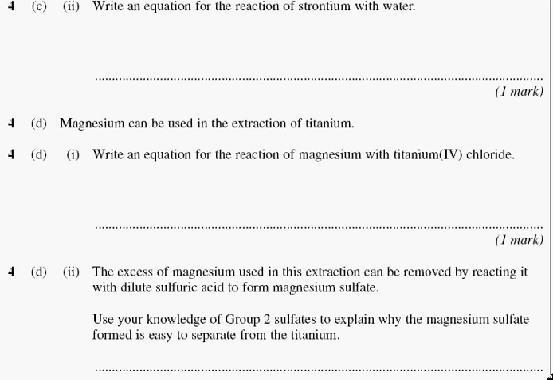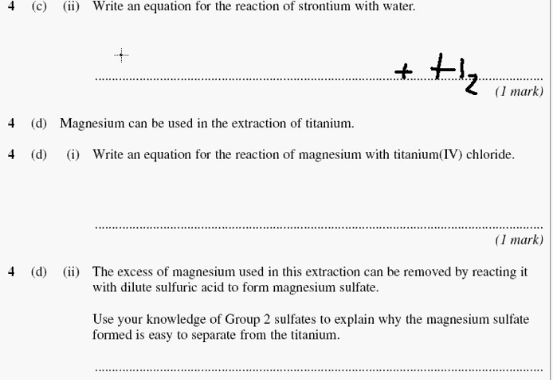Okay, so continuing 4C, we need to write an equation for the reaction of strontium with water. And bring in group 2, you all should be quite familiar with the reactions of magnesium in water. So one of the products we have from group 1 and group 2 is hydrogen. And I like it because it goes boom boom.